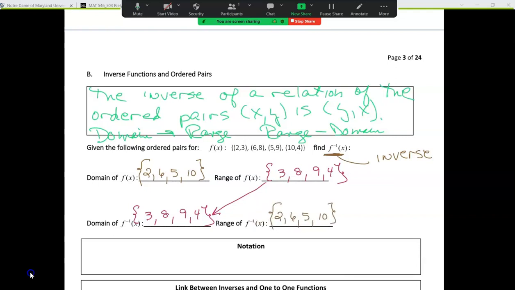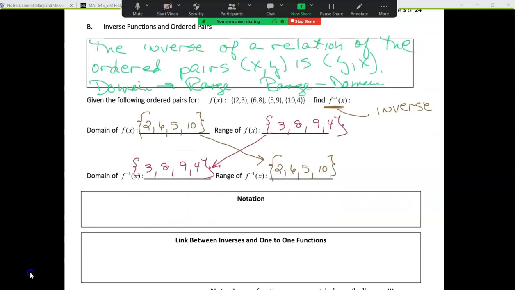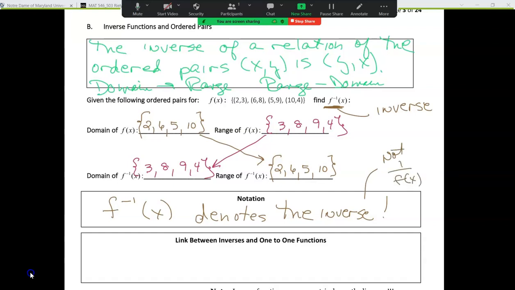Okay, so let me switch to brown here. That goes here. So don't even think about it, just switch it up. Notation: f to the -1 of x denotes the inverse. It does not mean 1 over f of x. So just make sure you understand that.